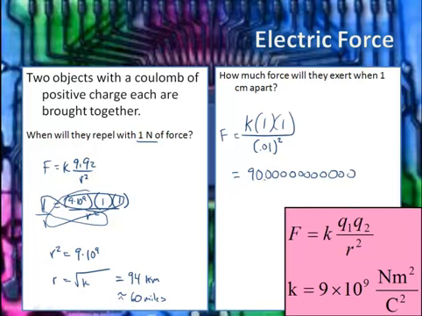Let's see here. I think I got that right. 90 billion? Trillion? I'm not quite sure. Newtons. Or basically, no, you can't bring a Coulomb next to another Coulomb's worth of charge. It's going to be too difficult.